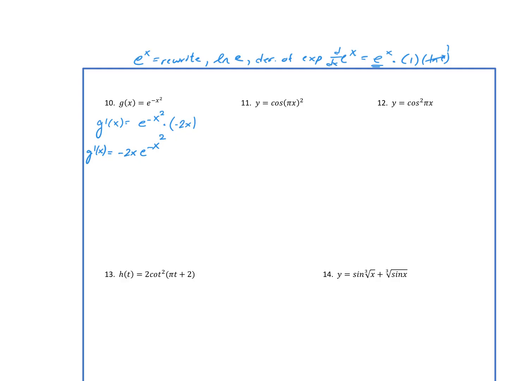This one's a little tricky. What I would probably do, rewrite it like this. Now, that's just the angle measurement. It's no different than cosine of 2x. We have y prime equals cosine is negative sine of the inside, pi squared x squared, times derivative of the inside.